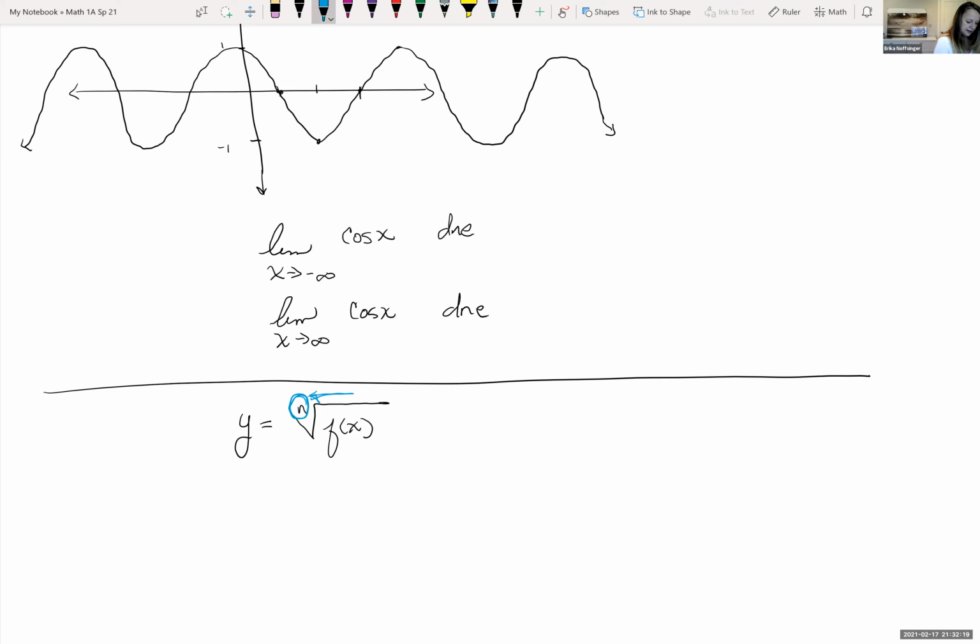If this is odd, then f of x has no stipulations. I can have a negative number underneath an nth root of a radical. I can take the cubed root of -1. I can take the fifth root of a negative number, etc. If those are odd, this can be any value. So f of x. The domain or range.